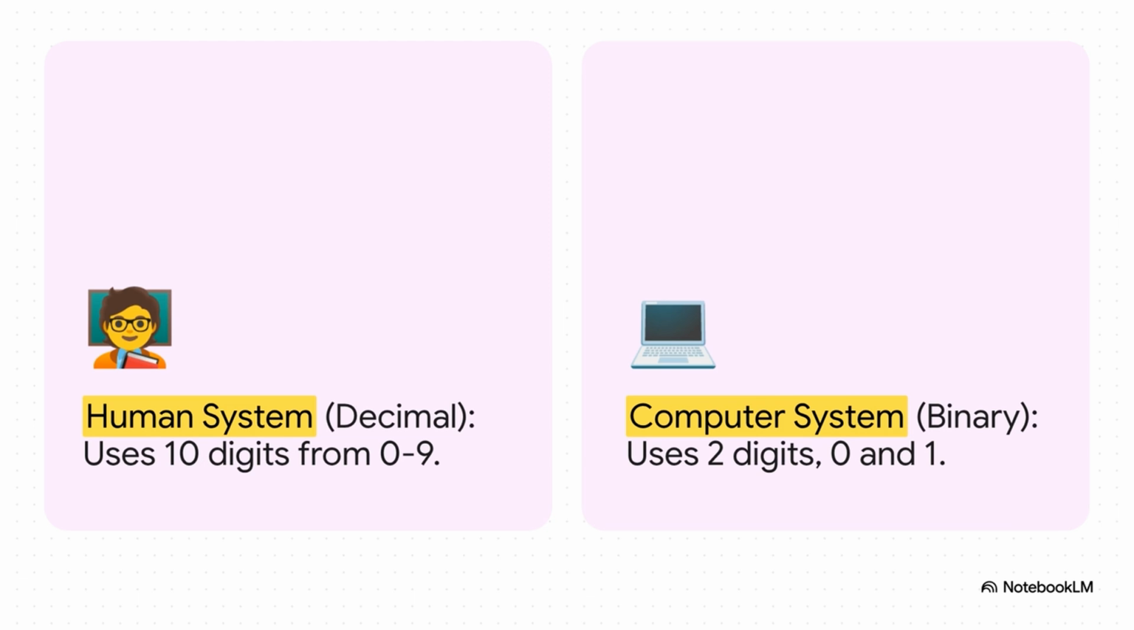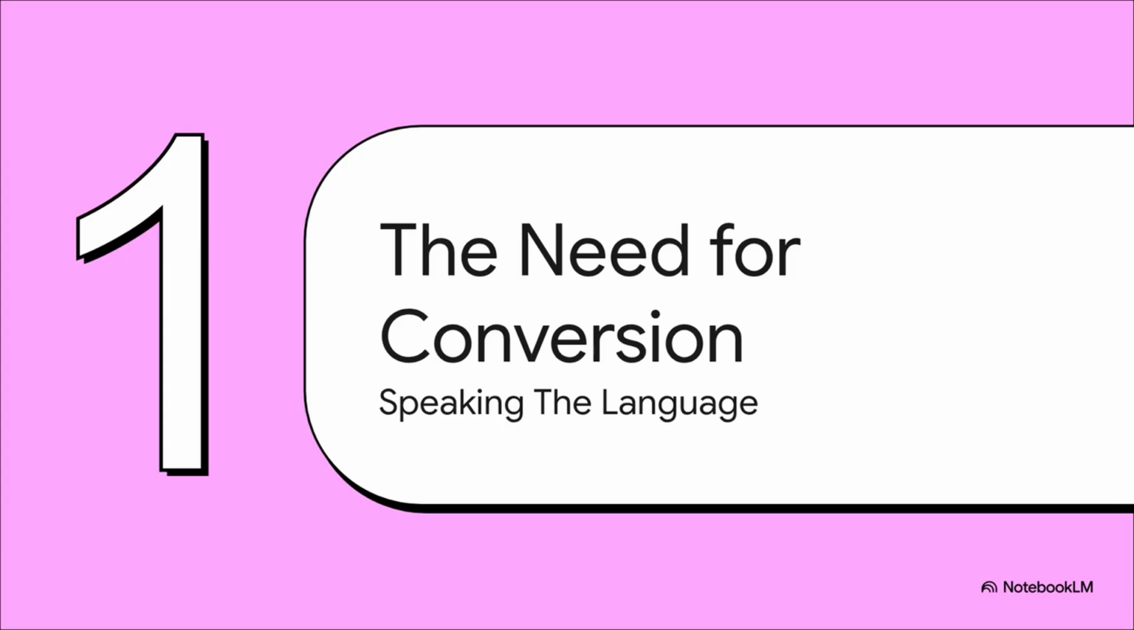Literally, everything a computer does is built on this simple on or off language. Okay, so if we want to make sense of the data that's inside a computer, we have to learn how to speak its language, or at least learn how to translate its binary language into our familiar decimal language. And that translation process is exactly what we call conversion. So, what's the secret to doing this translation?